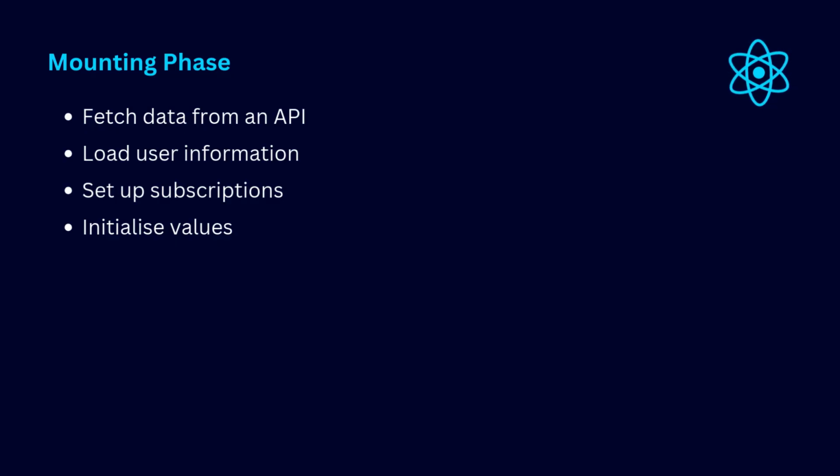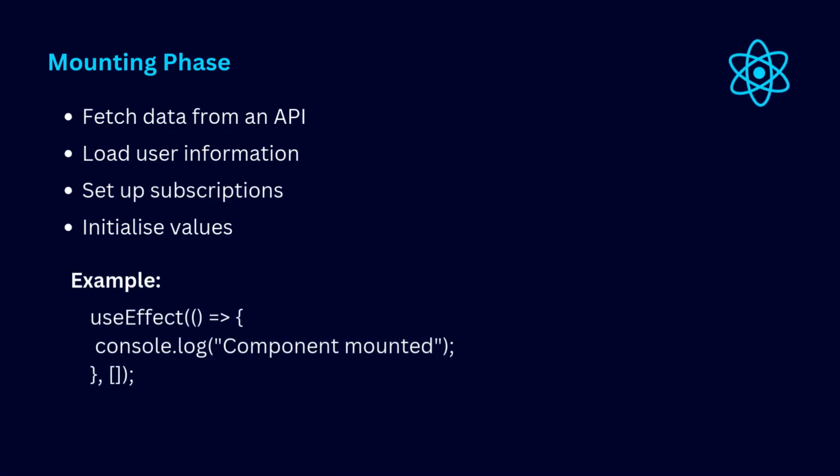In functional components, mounting is handled using useEffect with an empty dependency array. For example, useEffect console.log component mounted. Because the dependency array is empty, this effect runs only once, when the component is first rendered.